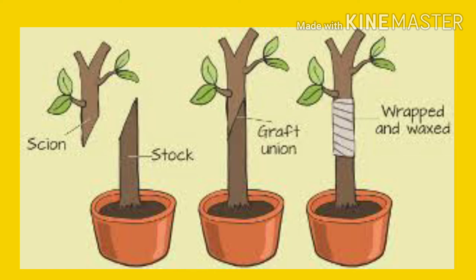Note this point: the cut stem which is attached to the rooted plant is called the scion, and the rooted plant to which the scion is attached is called the stalk. The stalk is the lower portion and the scion is the upper portion of the grafted plant.